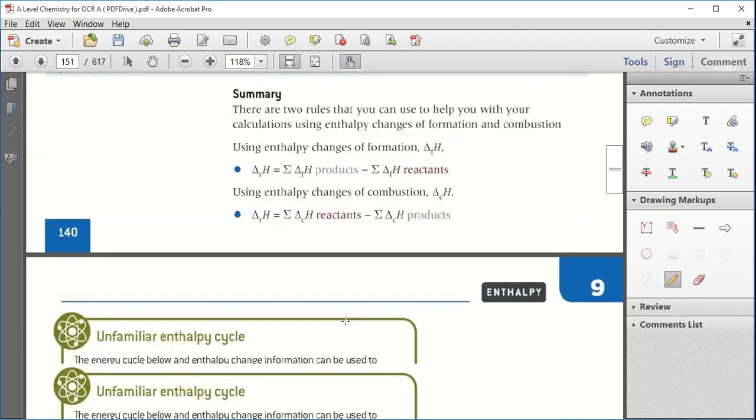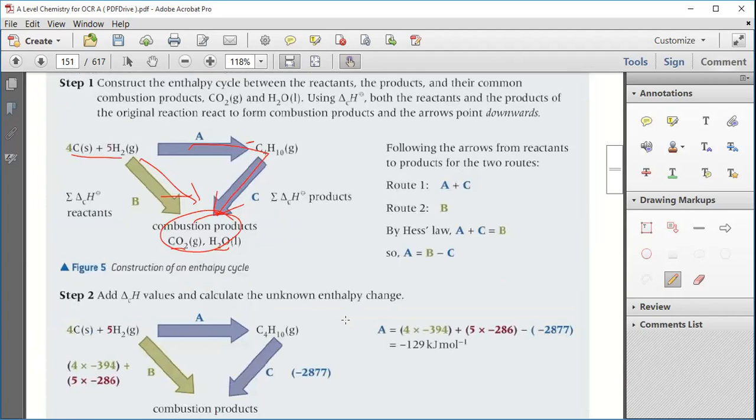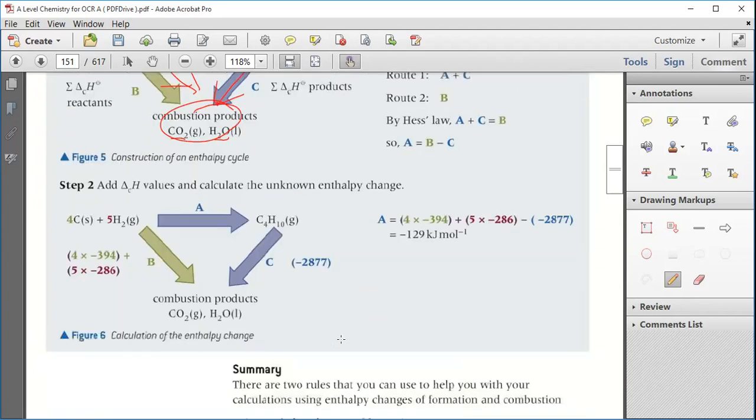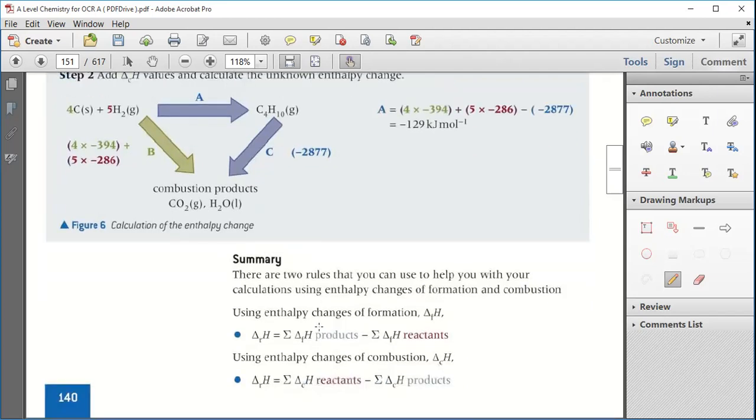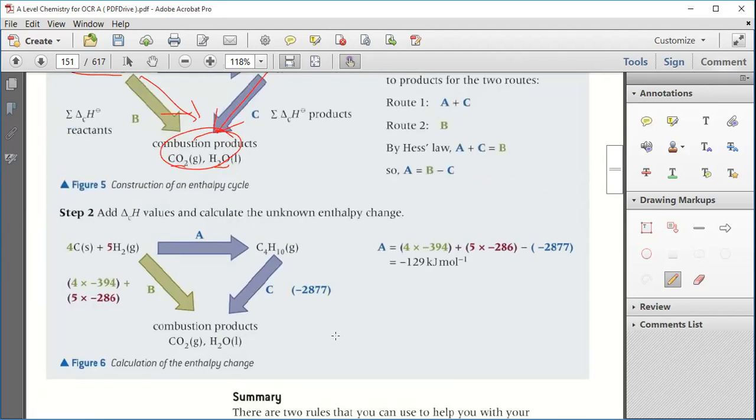So calculate, and B is 4 times minus 3. I hope you can calculate now. Okay. Clear? And 5 times that. There are two rules that can help you with your calculation using enthalpy changes of formation and combustion. Delta H is equal to product minus reactant. For delta H formation, you do product minus reactants, and for combustion it's the other way around.